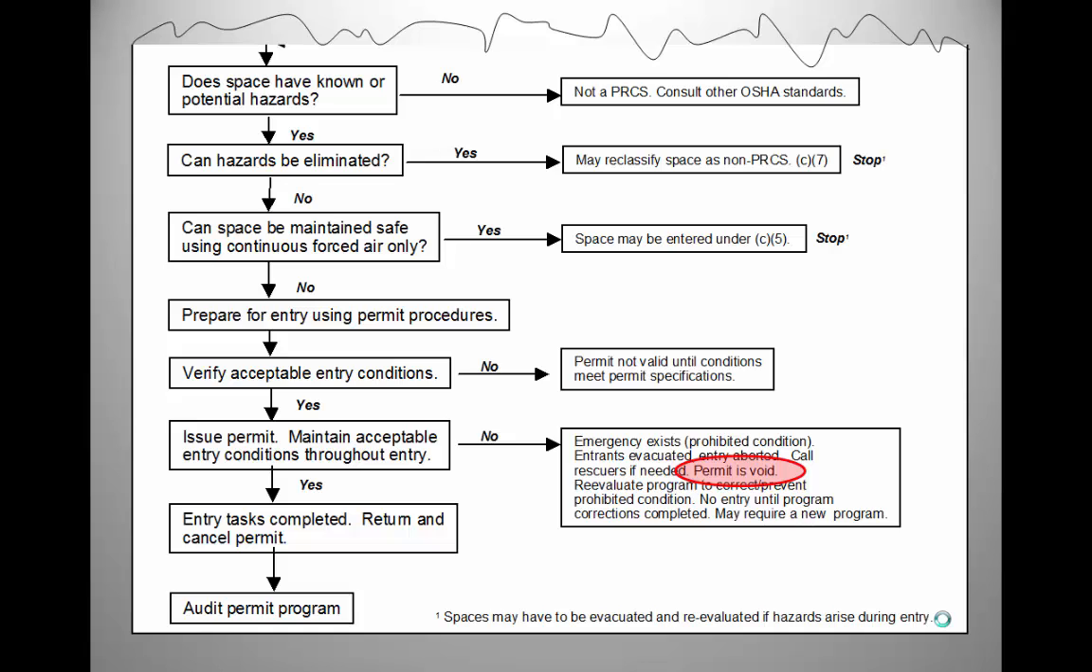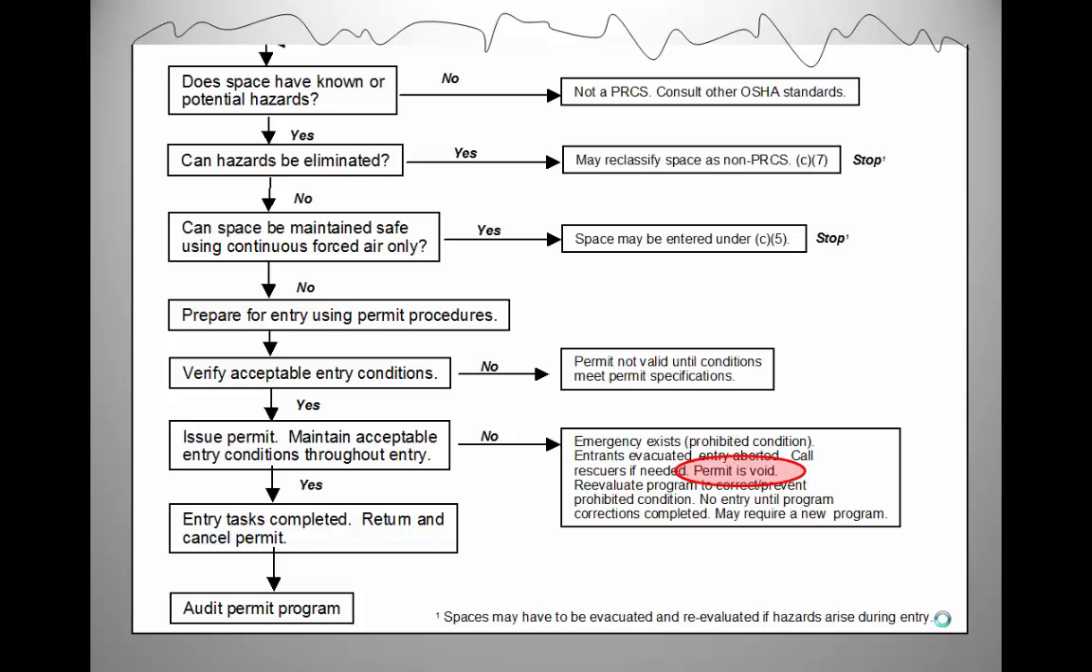And the reason for that is because we are there for a reason. And it could be debated. The person could say, well, we eliminated our hazards, so it was reclassified as a non-permit required confined space, so we didn't issue a permit, so therefore just go on in there and get my guy out. And that's one of those things where it can be very easy to say, oh, that makes sense. However, again, we're there for a reason.